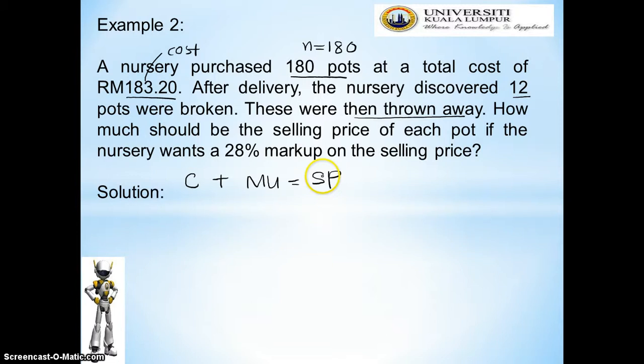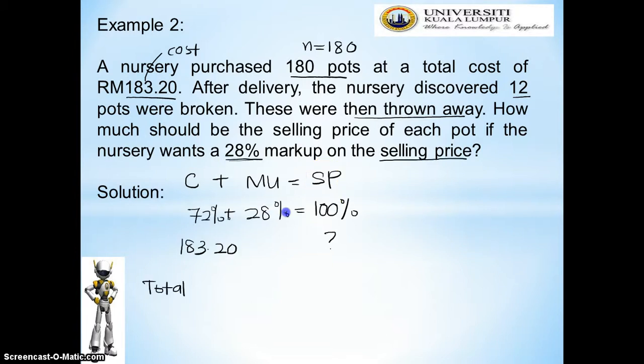183.20. So this is your cost. Then we can find the total selling price from here. The total selling price for the total pots equals 100 divided by 72% times 183.20. So then we can get 254 ringgit 44 cents. So this is the total selling price.